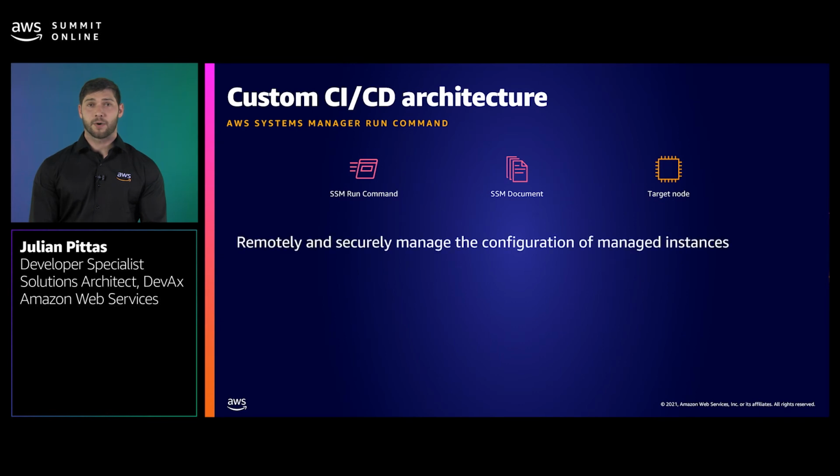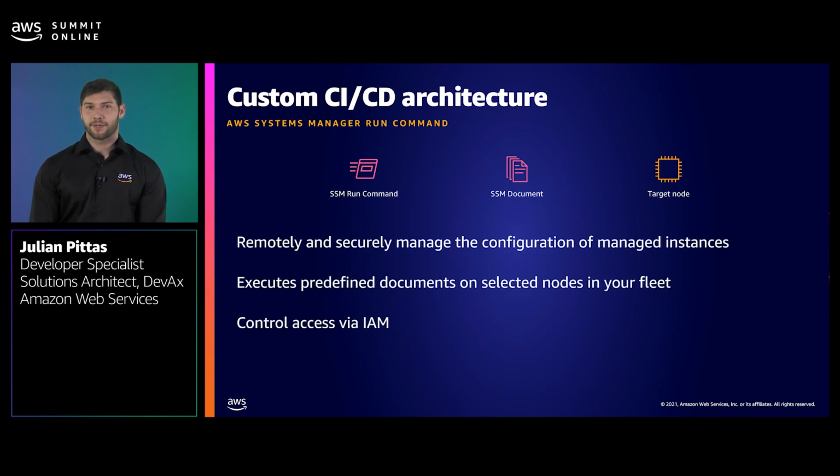AWS Systems Manager, or SSM run command, lets you remotely and securely manage the configuration of your managed instances. Now, a managed instance is any EC2 instance or on-premises machine in your hybrid environment that's been configured for Systems Manager. EC2 instances come pre-installed with the AWS Systems Manager agent, so you don't need to install this agent yourself. Run command takes predefined or custom documents which contain different actions and then runs these documents on your target machines. In our custom pipeline, we'll be using a run command document called AWS run shell script, which takes shell commands and runs them on your target machines.